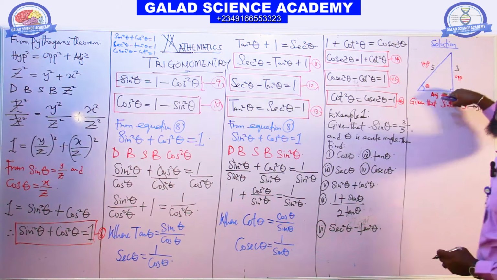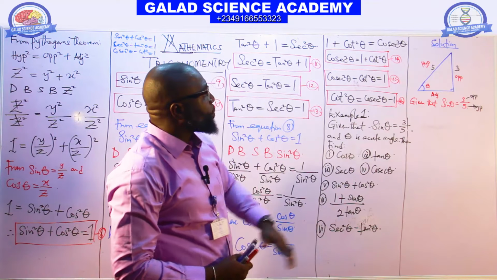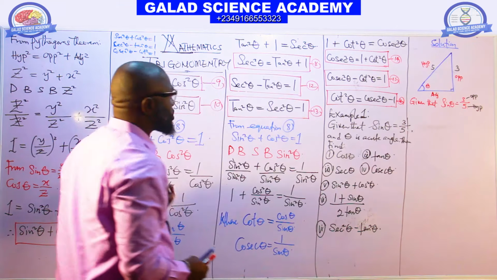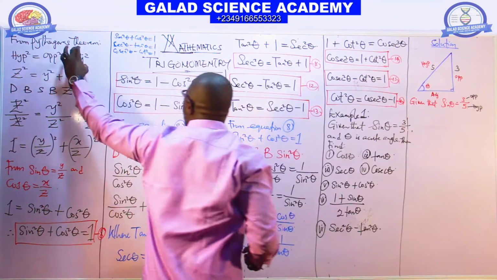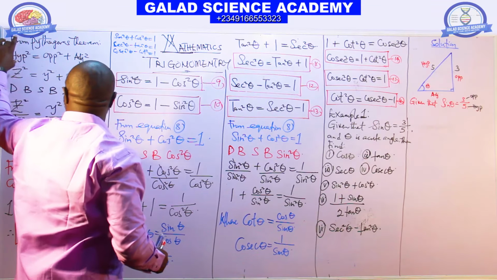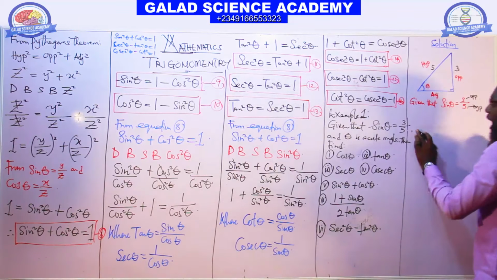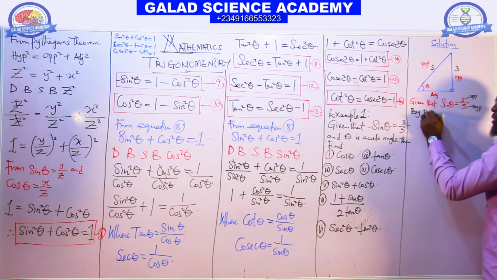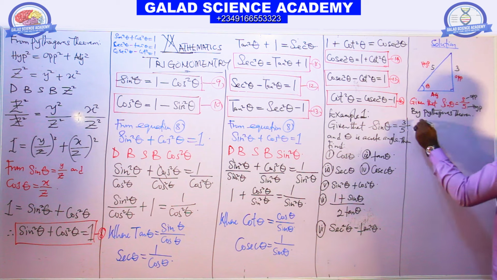And I said earlier that you can use two things to solve a problem in a triangle in mathematics. Either you apply the trig identity called SOHCAHTOA to know the angle, but to know the three sides, you apply the Pythagoras theorem. We say that hypotenuse squared equals opposite squared plus adjacent squared.